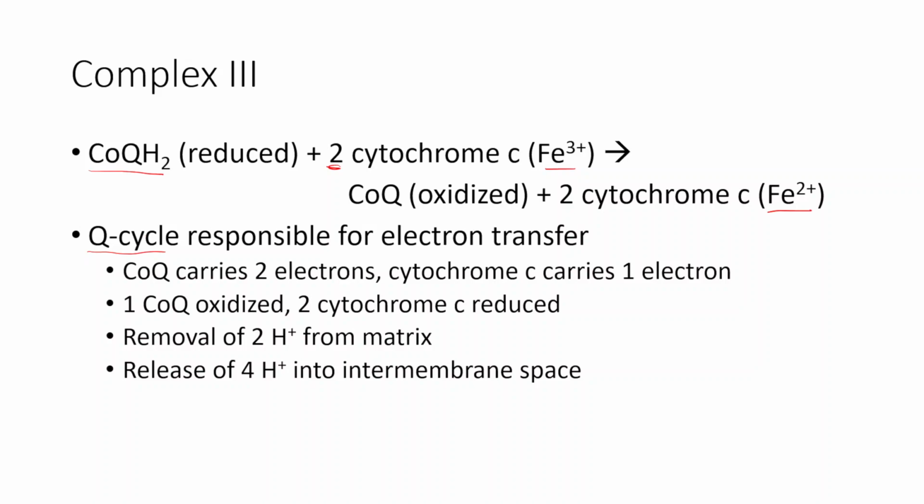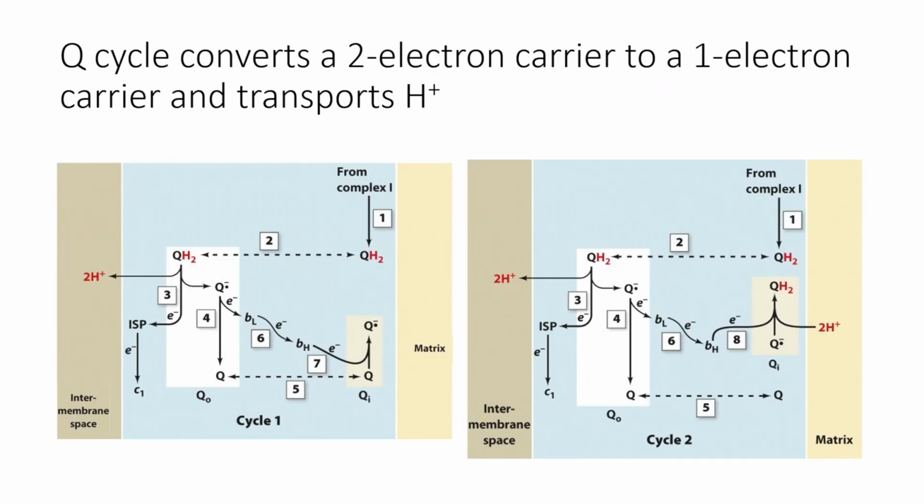So during this process, for every 1 coenzyme Q that gets oxidized, 2 cytochrome Cs are getting reduced. And also during this process, 2 protons are getting removed from the mitochondrial matrix, and 4 protons are getting released into the intermembrane space. So let's take a closer look at how exactly that Q cycle works.